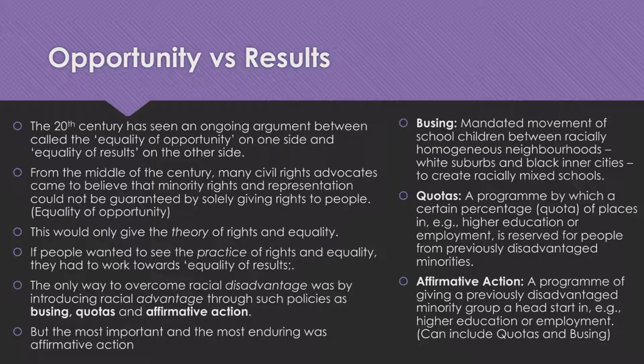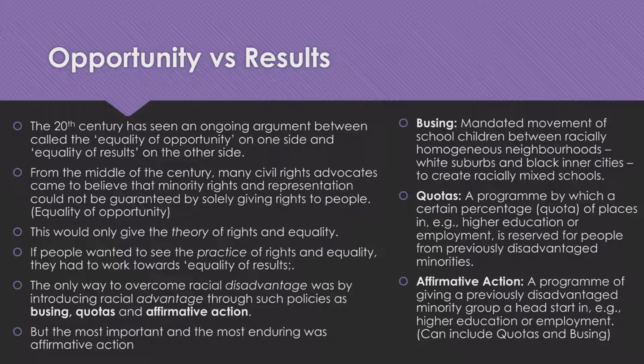That's the idea. And there's lots of methods to get equality of results, like busing, quotas, and affirmative action. So busing was the mandated movement of school children between racially homogeneous neighbourhoods, so white suburbs and black inner cities.